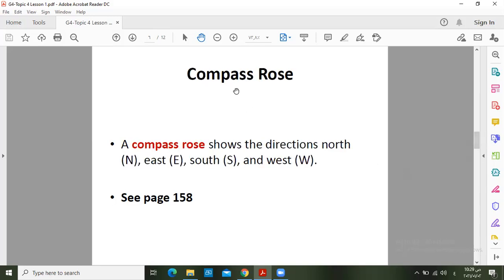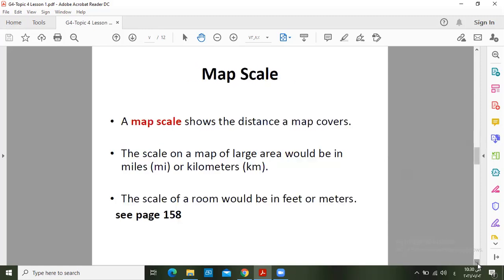The third part of the map is the compass rose. Of course, the compass rose tells you about the directions. Yani, when you look at the map, how can you know that this is the north and this is the south and this is the east or west? By using the compass rose, it shows the directions. It uses capital N for north, E for east, S for south, and W for west, and so on.